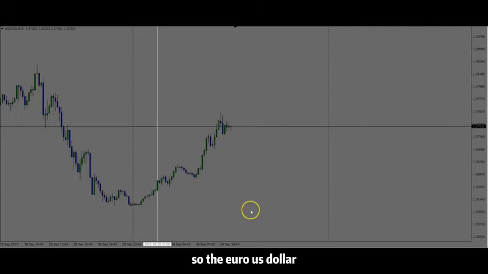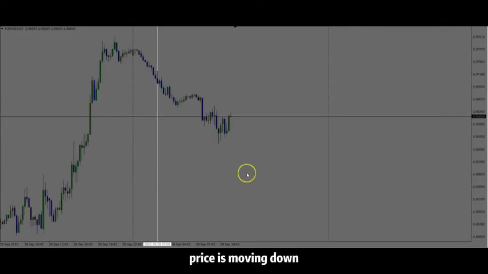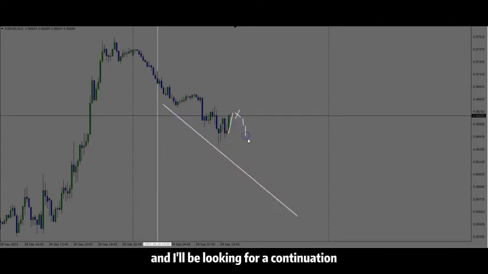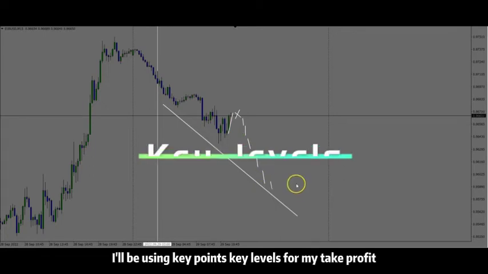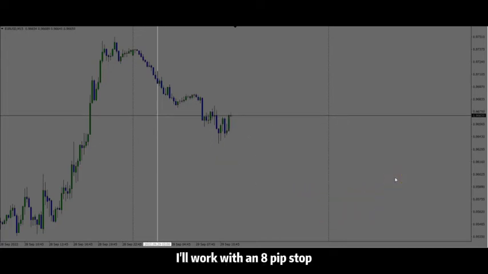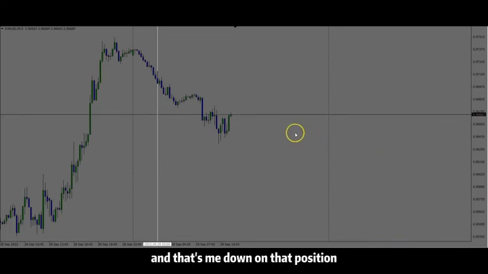So, the Euro US dollar, price is moving down, I'm looking to get in this short, and I'll look for a pullback to a certain position, and I'll be looking for a continuation of this move to the downside. I'll be using key points, key levels for my take profit, and I always work with very, very tight risks. On the Euro US dollar, I'll work with an 8 pip stop, so if price goes against me 8 pips, I'm flat, I'm out of that trade, and that's me done on that position.